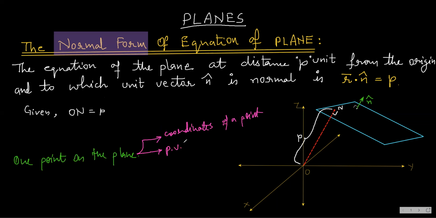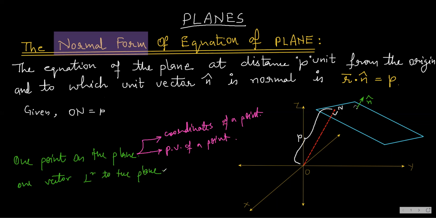See, both are one and the same thing. If you have coordinates, you can find the position vector. If you have the position vector, you can find the coordinates of the point. Or you should have the position vector of a point on the plane. Got it? So you should have one point on the plane, and you should have one vector perpendicular to the plane.